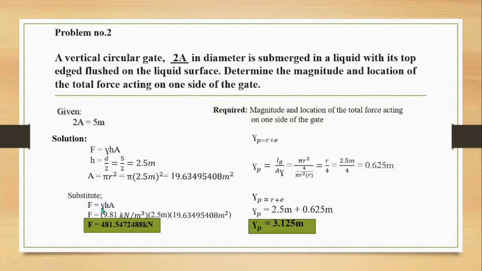So mag-substitute ta, F equals to specific weight times energy added. So kaning specific weight is mao na nga 9.81 kilonewton per meter cube tas ang H nato is kanang 2.5 m, tas ang ato answer para sa area is 19.63495408 meter squared. I-times na i-input nato ni sa calculator ang ato F, is equals to 481.5472488 kilonewtons.